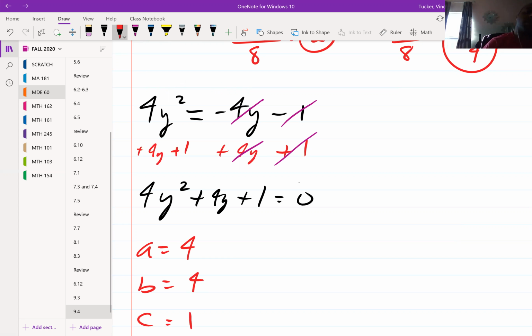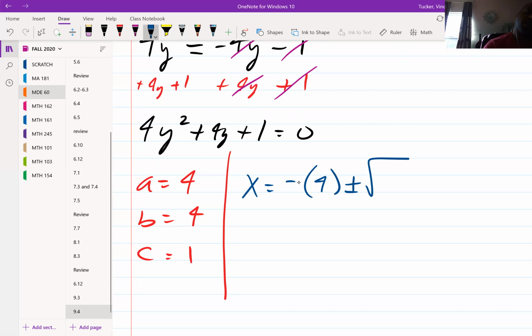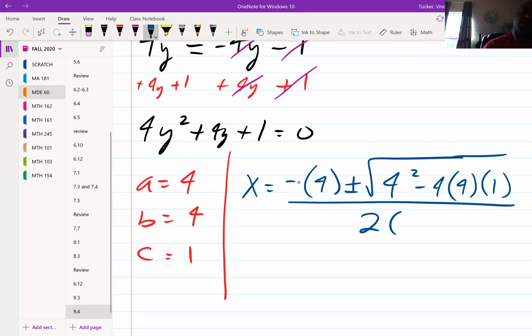So that means a is equal to 4, b is equal to 4, and c is equal to 1. All right, so that's negative 4 plus or minus the square root of 4 squared minus 4 times a, which is 4, times c, which is 1, all over 2 times a, which is 4.